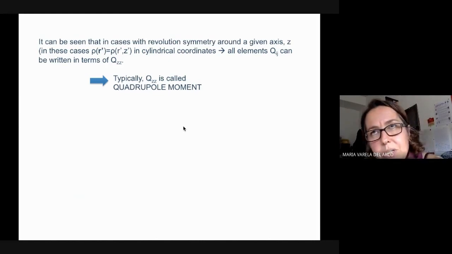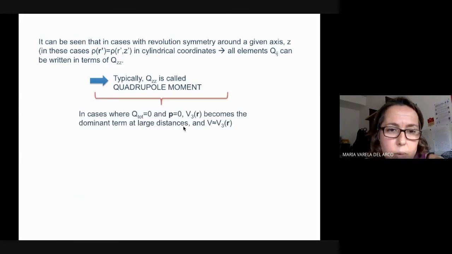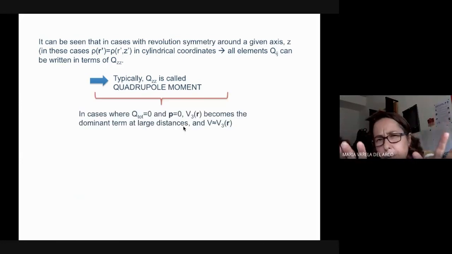We'll do an example of this. It will be problem number 9. Those we'll do tomorrow. So why is all of this important?